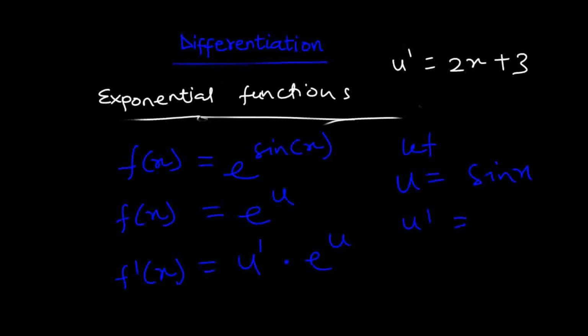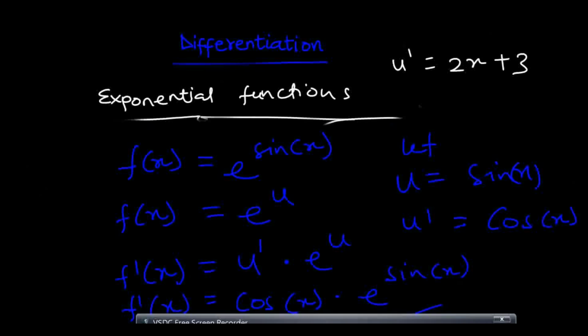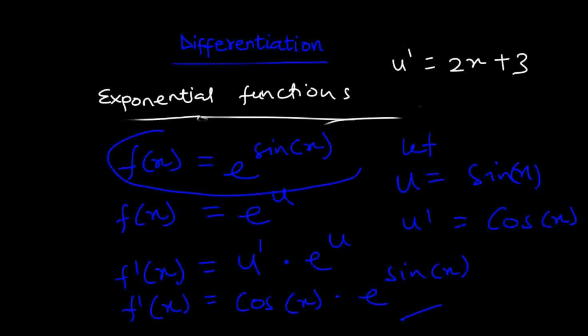The derivative of sine of x is cosine of x. So therefore you have f prime of x equal to cosine of x multiplied by e to the power sine of x. So this should be the derivative of this function that I have here.